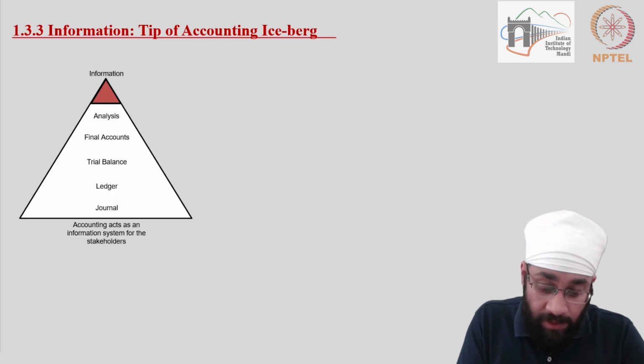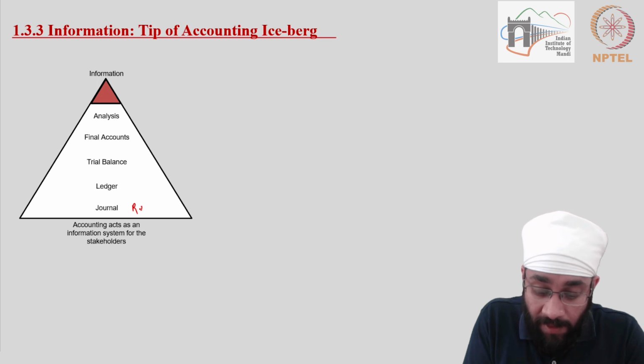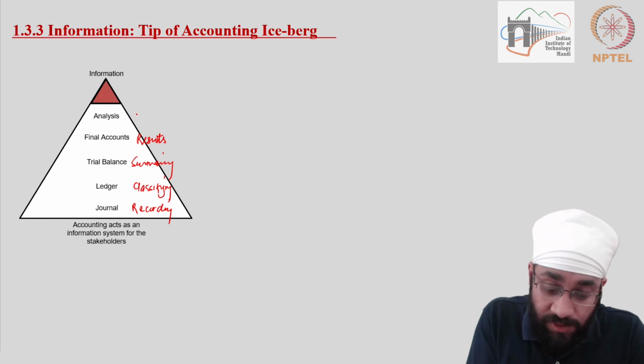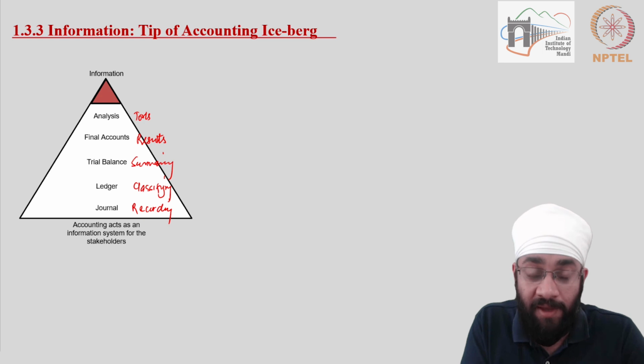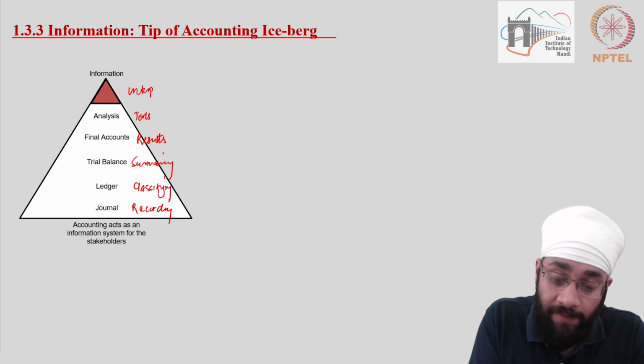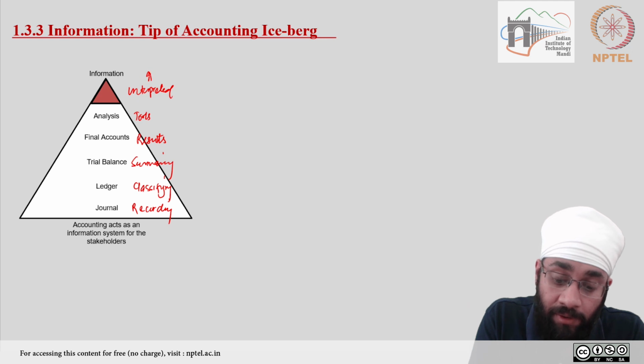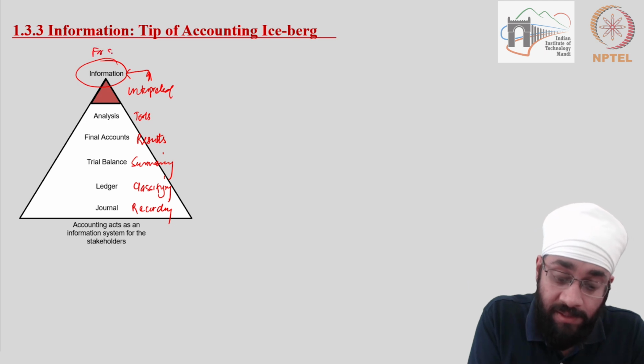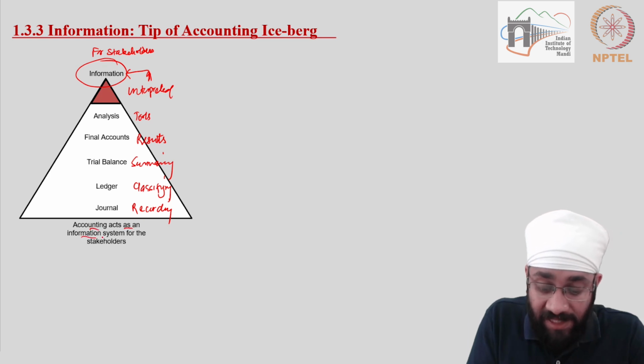The accounting, through the process of, if you remember, again, I'm repeating, recording, classifying, summarizing the business transactions, we get the final results of the transactions in a business, which is then analyzed using various tools and techniques, and then finally interpreted and converted into information which can be useful for various stakeholders. So accounting acts as an information system.